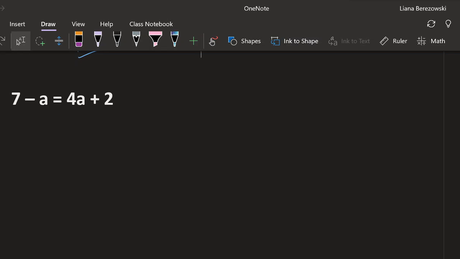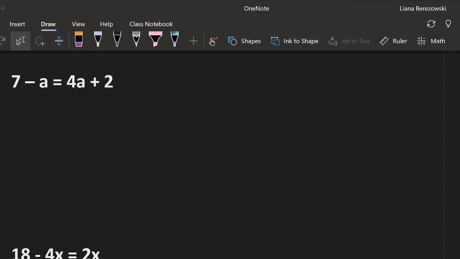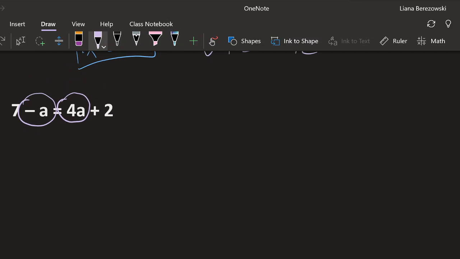So the next example, we have 7 minus a equals 4a plus 2. Looking at our variables, we have a negative a on the left and a 4a on the right. When you have a negative term and a positive term, you want to move the negative term. So I'm going to add a to both sides of my equation. Remember that a variable by itself has a coefficient of 1. So when we're adding a, we're actually adding 1a.